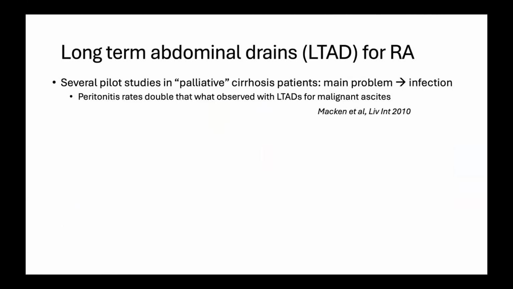And there were several pilot studies in palliative cirrhosis patients, and the main problem that was observed was a very high rate of infection, because these drains were initially used in malignant ascites. So as compared to malignant ascites, cirrhosis ascites has very low protein and a major risk of infection.